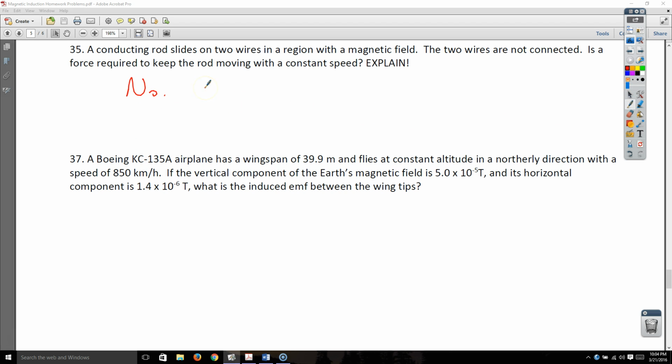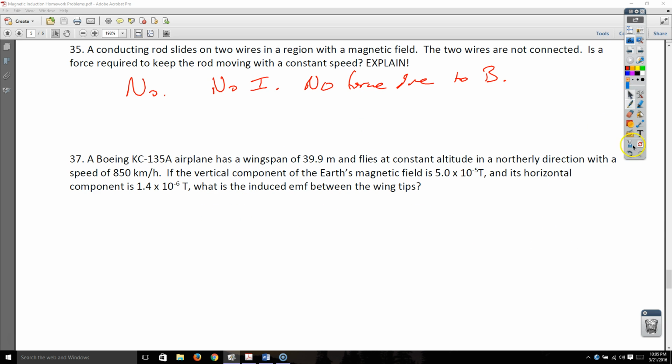And the reason here is the fact that the two wires are not connected means that there's no current. And so since there's no current flowing through the rod, the magnetic field exerts a 0 force on the rod. So no current, so then we would have no force due to the B field here. If that system is frictionless, no force is required to keep the rod moving, essentially.